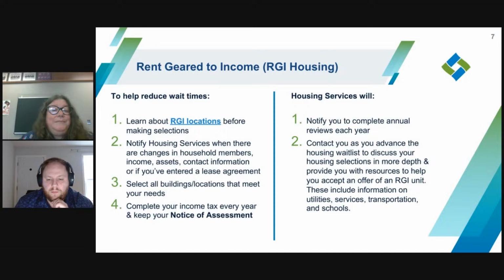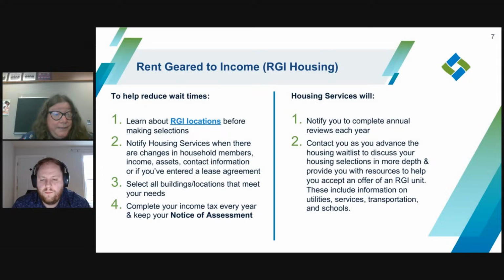So to help reduce your wait time, things that you can do include learning more about RGI locations before you make your selections. And in this presentation, there's a link to a page that we have that shows all of our RGI locations and most of our affordable locations. And you're able to see where they are relative to things that are important to you, such as which schools are in the area, for example, or is it close to a bus route or a grocery store? So by clicking this link and viewing units on the GIS map, that'll help you inform your selections so that you have selected all of the housing locations that meet your needs and you're ready for an offer and know what you're getting involved with.